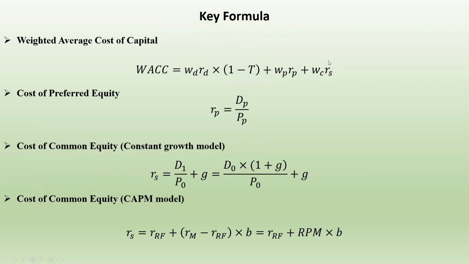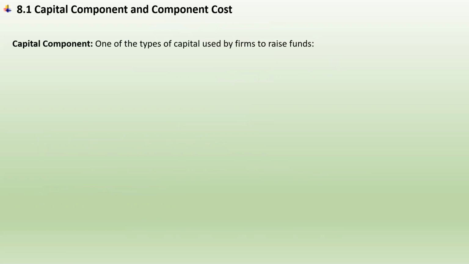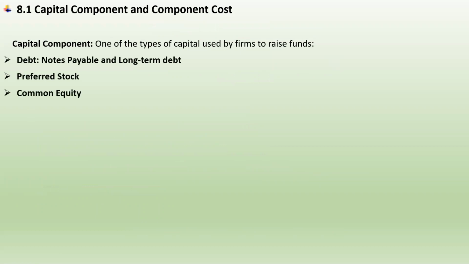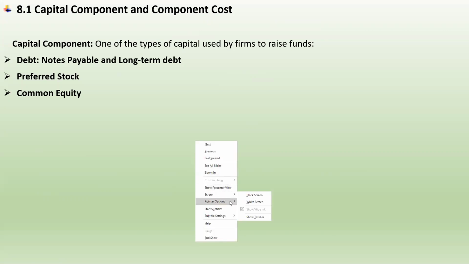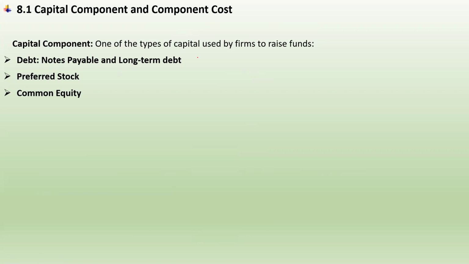So this chapter is actually a review of what we learned in the previous chapters. As we know, a multinational corporation or domestic corporation has three kinds of methods to raise funds. Their capital comes either from debt, either short-term debt, which is notes payable, or long-term debt, which is more like a corporate bond, as we learned before. So remember, for a corporate bond, the yield to maturity, we label it as RD.